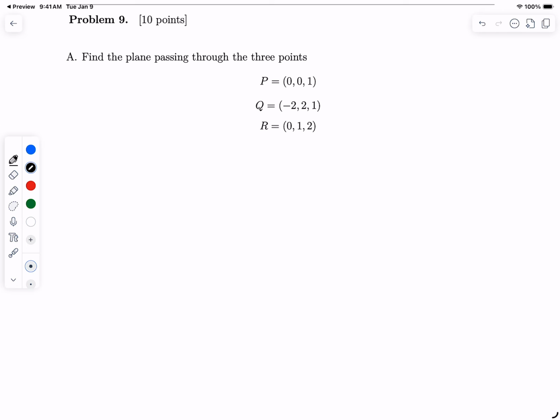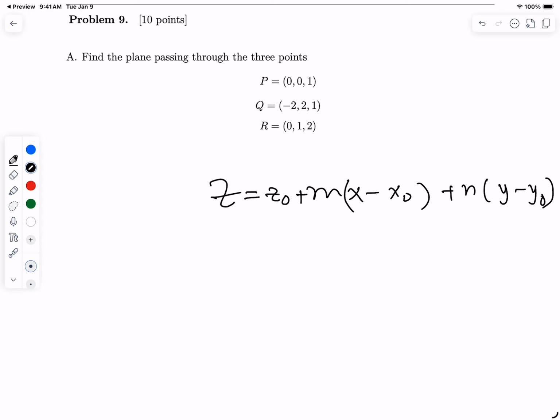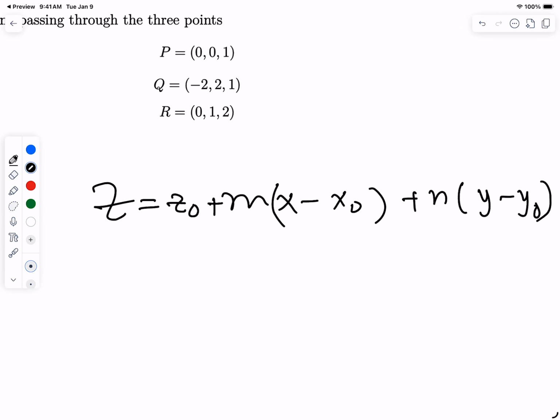Can you tell me whether we can apply the slope in x direction, slope in y direction, and what was the formula? z0 plus m(x minus x0) plus n(y minus y0), something like this? Yeah. You choose x0, y0, z0 to be this point, then you find the slope in x direction and slope in y direction. When one thing is true, can you tell me what that is?